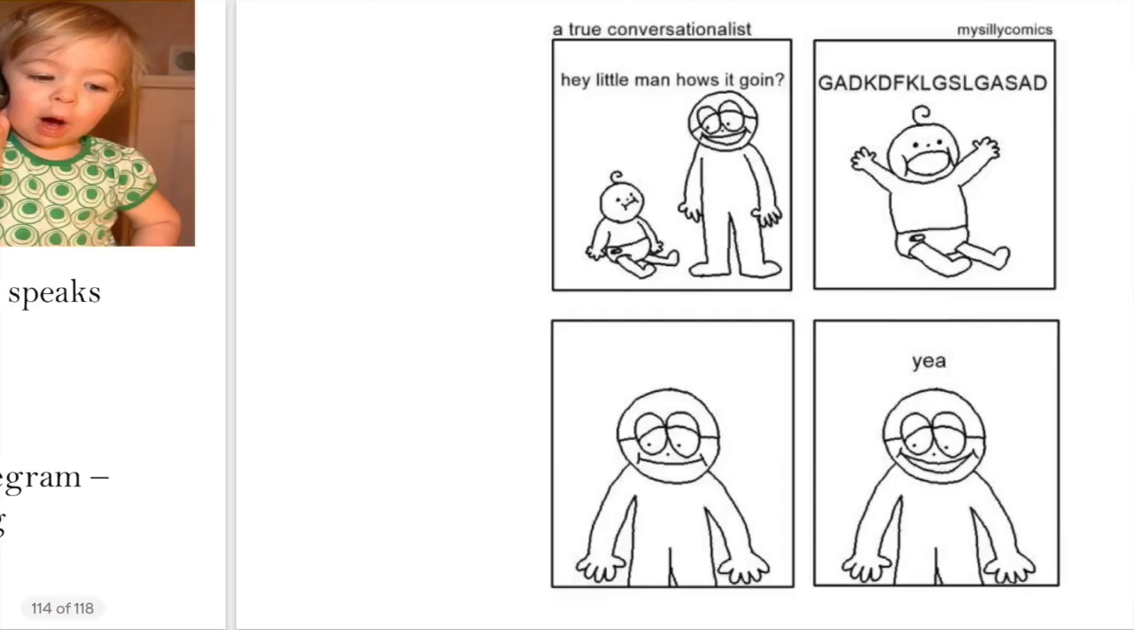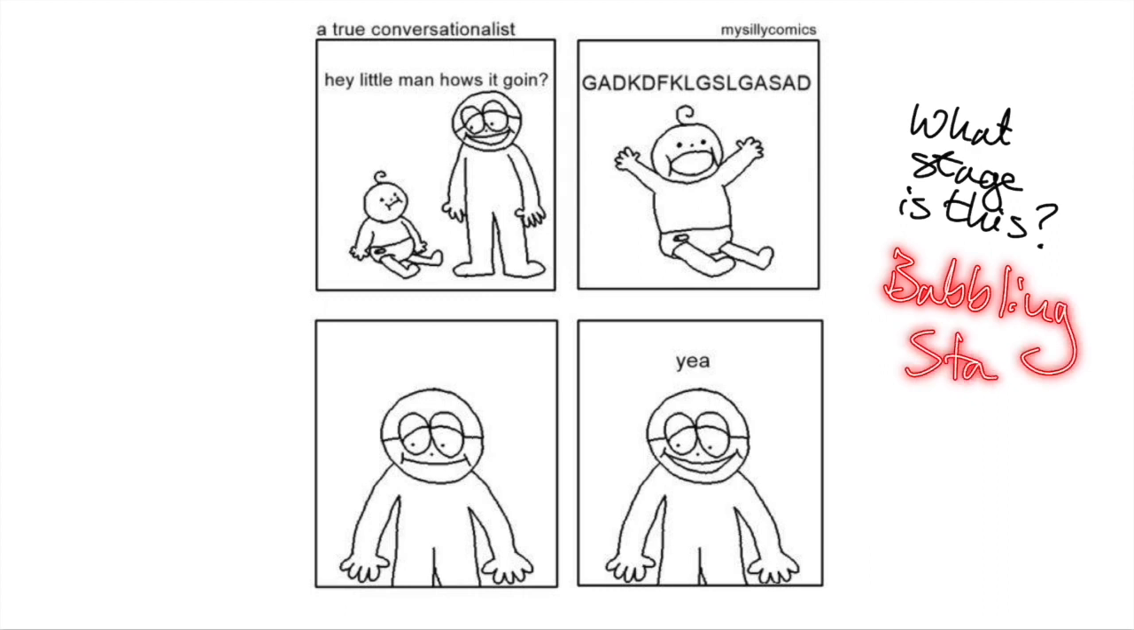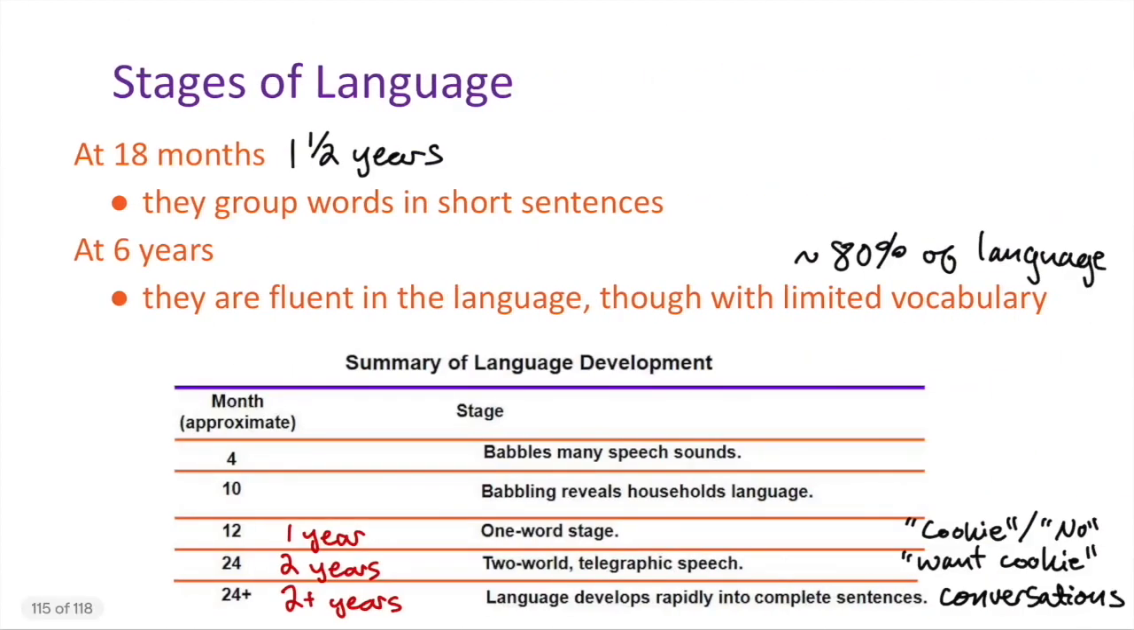Okay, one example that I have of a meme with the babbling stage is I found this one time on Twitter and I was just like, okay, I've got to incorporate that somehow into my language. So this is the babbling stage. They are attempting to communicate, but it means nothing. All right, then at 18 months, that's 1 and a half years, they start grouping into short sentences, that two-word stage.